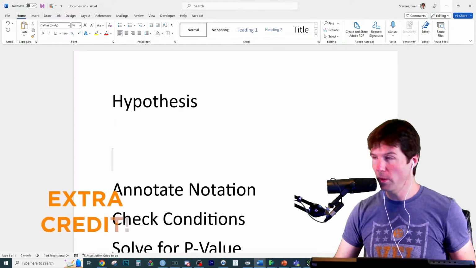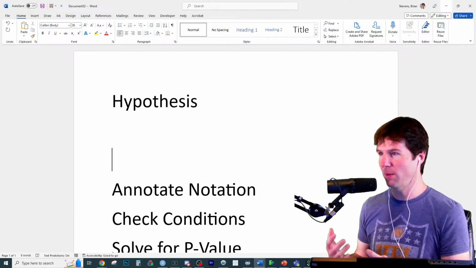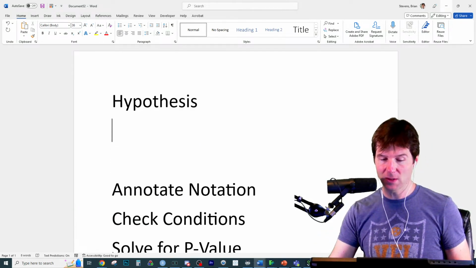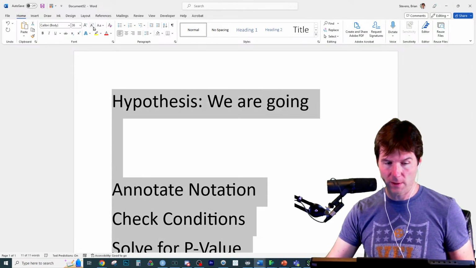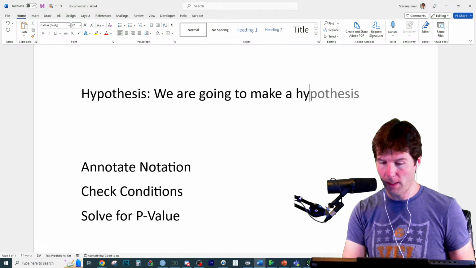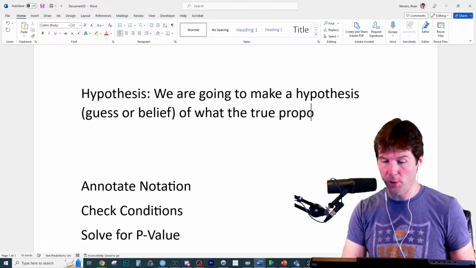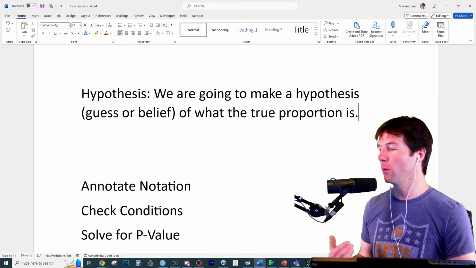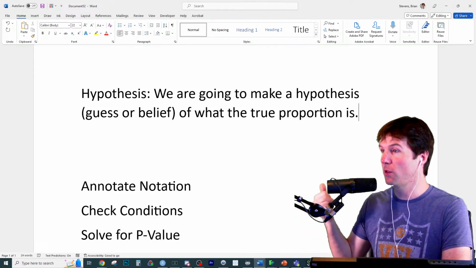Categorical. So when you do this, you're hypothesizing what the true proportion is. Does that make sense? We are going to make a hypothesis, guess, or belief of what the true proportion is. That's what we're doing right now. We're making just an idea. We're just saying, I think this is true.